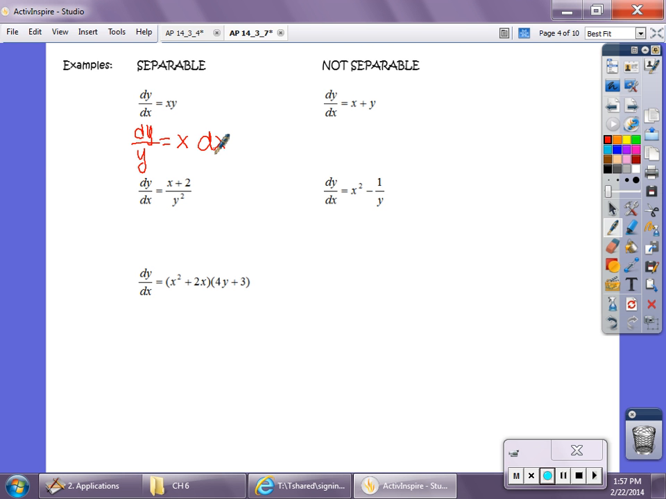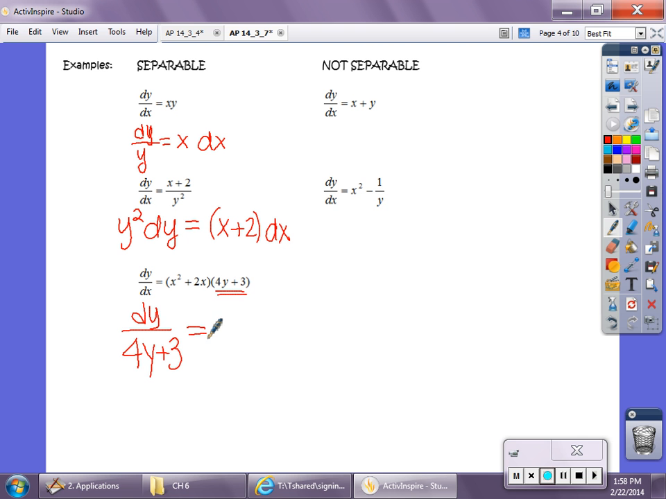This guy down here, I would multiply both sides by y squared, and then I would multiply the right side by dx. Okay, and my x's and y's are separated. And then the last one here, I would divide by this term to move that to the left side of the equation, and then I would multiply both sides by dx to get my x's to the right. So these are all considered separable differentiable functions because we can physically separate them.